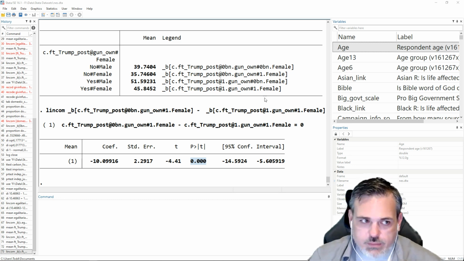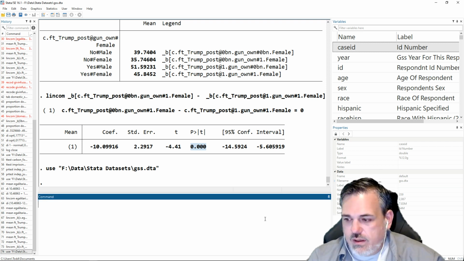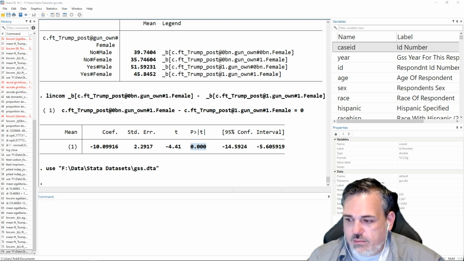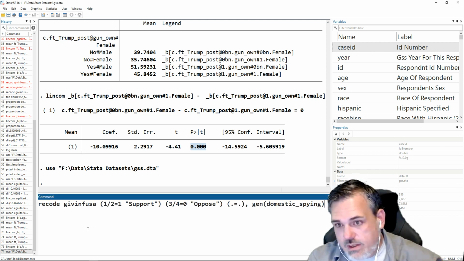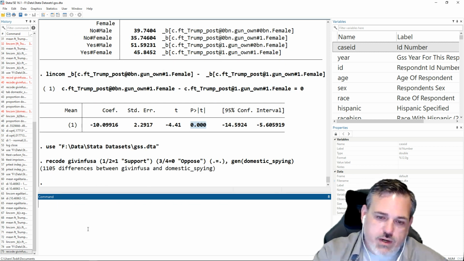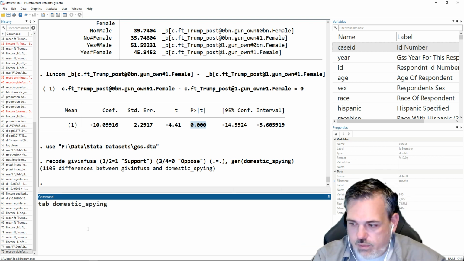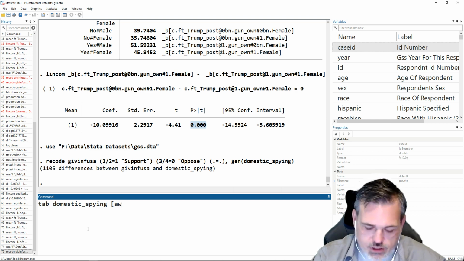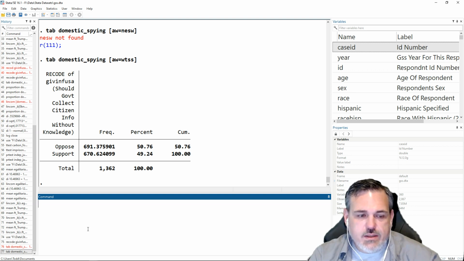The second part is doing proportion tests. To do that, we're going to move into the GSS, just to give the example. The first thing we need to do before we get started is recode a variable, which is actually very easy to do. But since I didn't want to type it out again, I already copy and pasted the code right here. So we've generated this variable called domestic spying, and it's simply whether you support or oppose domestic spying. Since we're just looking at it to make sure it did it right, we're using the analytic weight. And it's not that, it is this. Yeah, so that looks good.